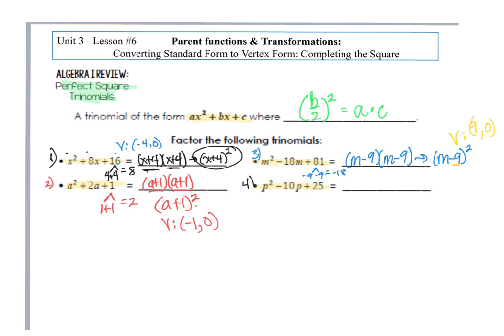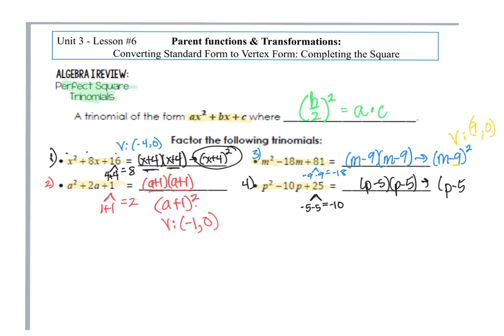Okay, we'll label this number 4. We have p squared minus 10p plus 25. So 1, 2, 3, factor tree. Multiplying to positive 25 and adding to negative 10, that would be negative 5 times negative 5. So we could write it as p minus 5 times p minus 5.